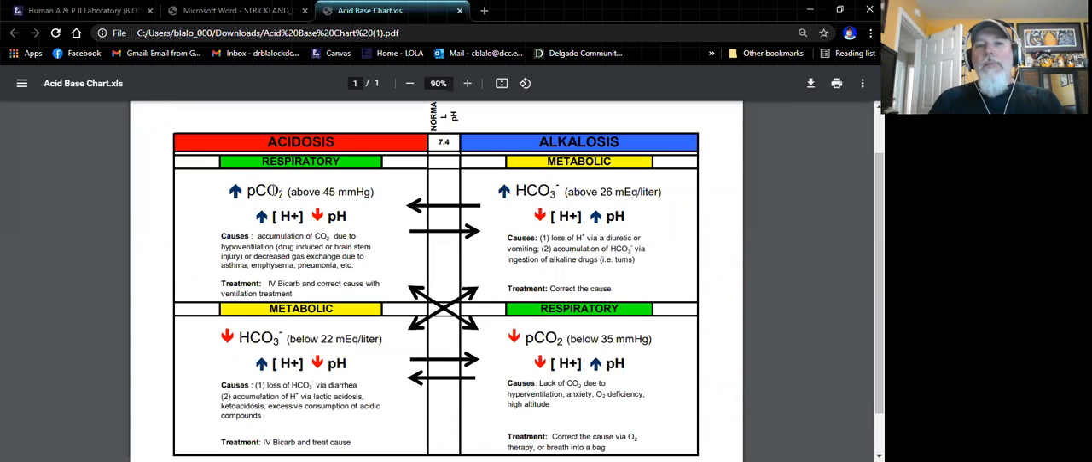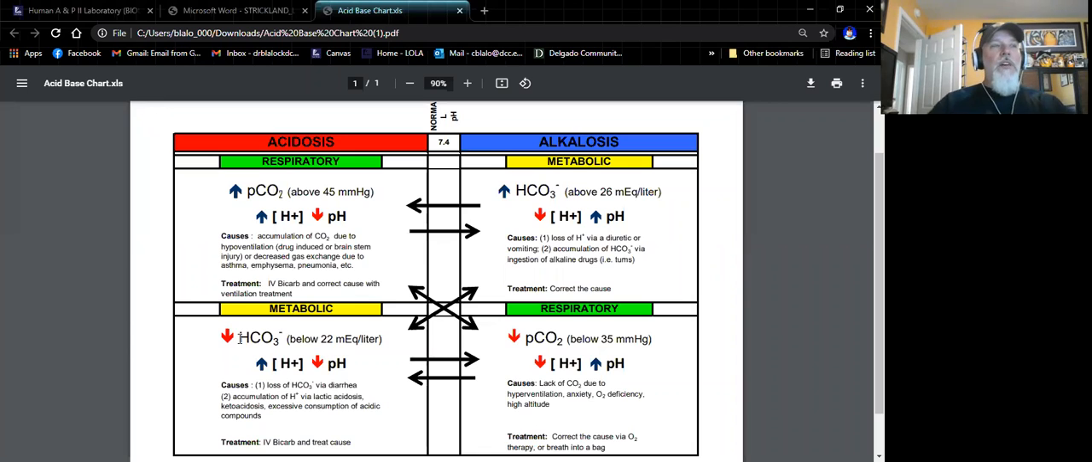So let's start with metabolic acidosis. So with metabolic acidosis, again, we have increased hydrogen ion concentration and we have decreased pH. Now, the cause for decreasing pH metabolically means that we're going to either see an increase in the accumulation of hydrogen ions or a loss of bicarbonate ions.